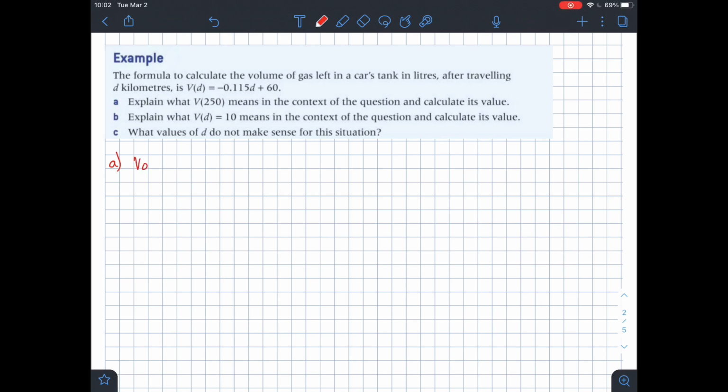Basically, it's the volume of the gas after traveling 250 kilometers. So let me write that down. Volume of the gas left after traveling 250 kilometers. I'm going to write this as km only.